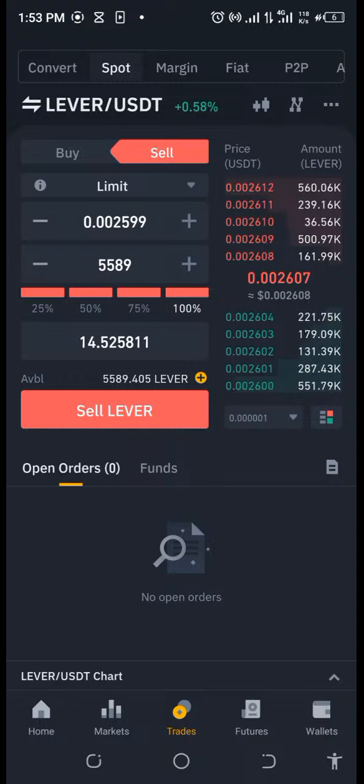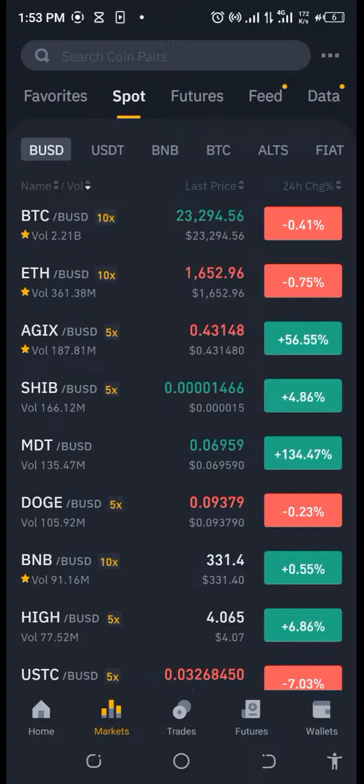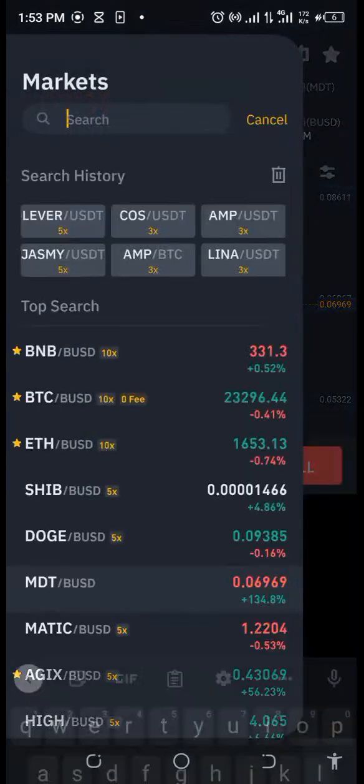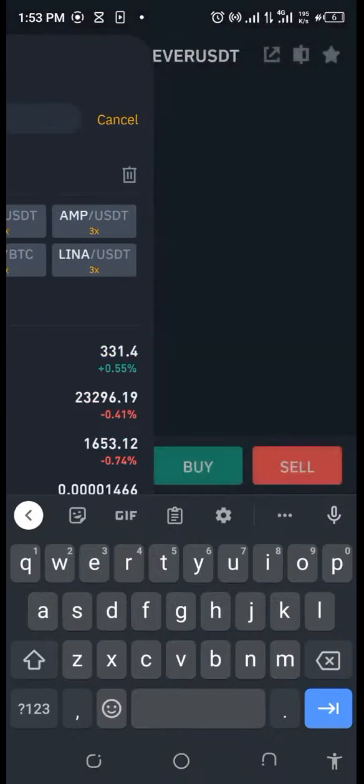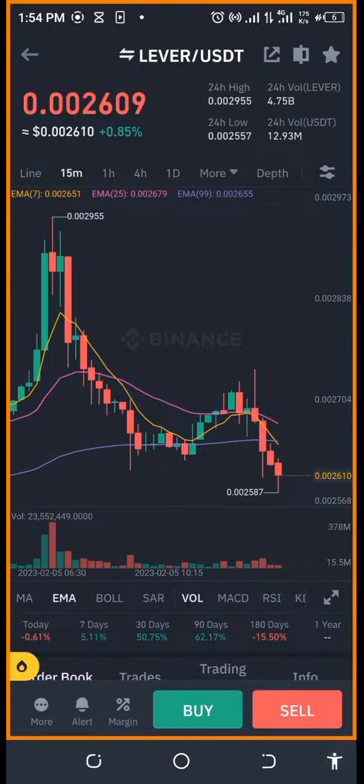Don't forget, let's go back to the all-time high, and then choose something slightly lower than that. So let's just click on this and go back to the all-time high. Okay, the all-time high of LEVER USDT. So I'm just going to click on that.